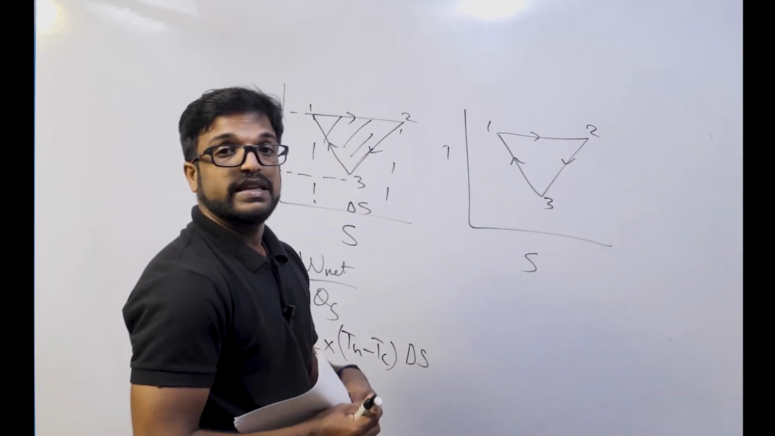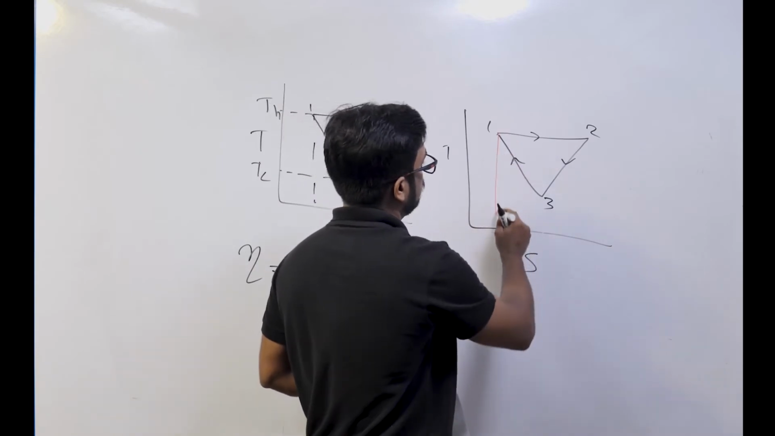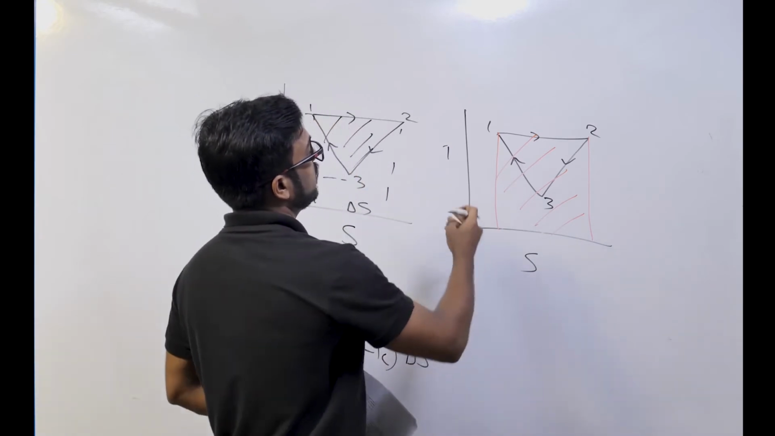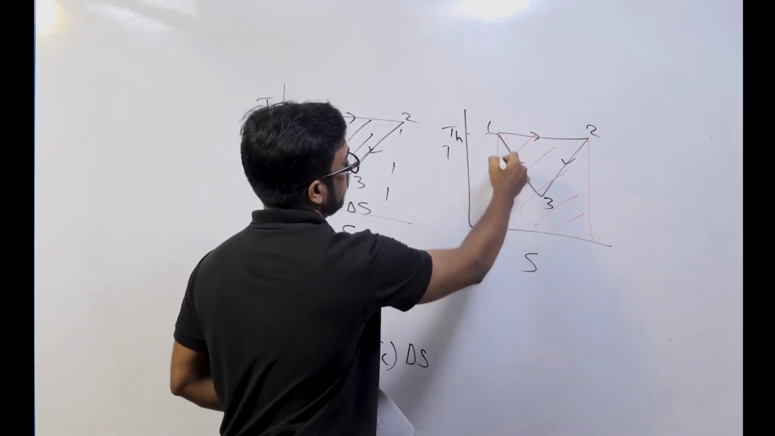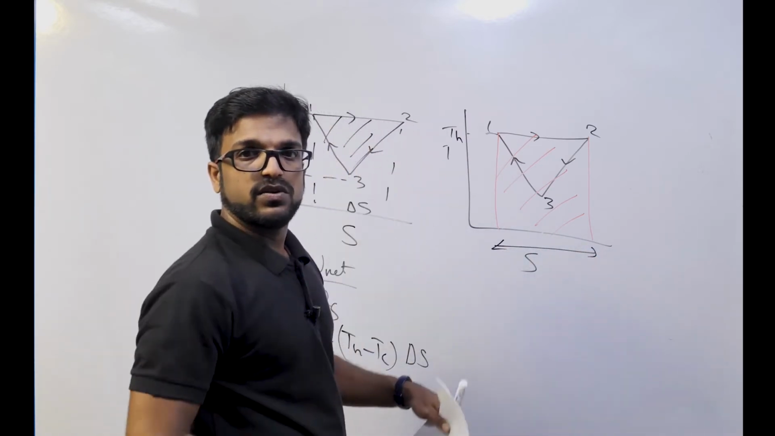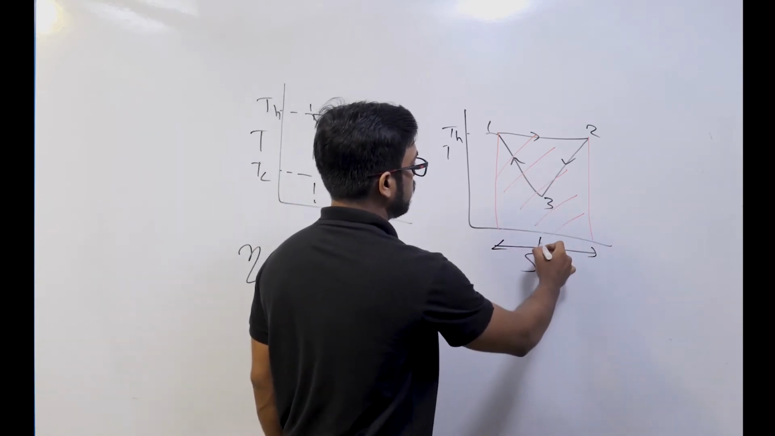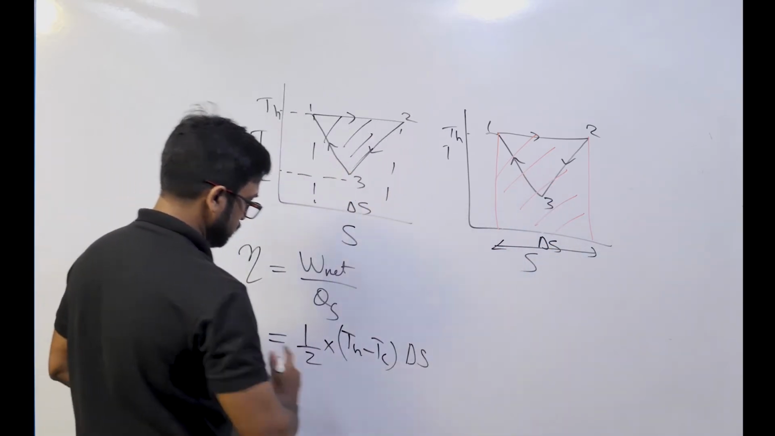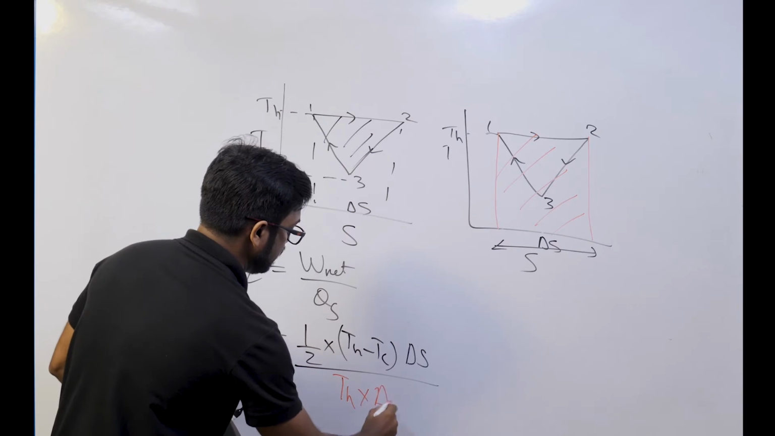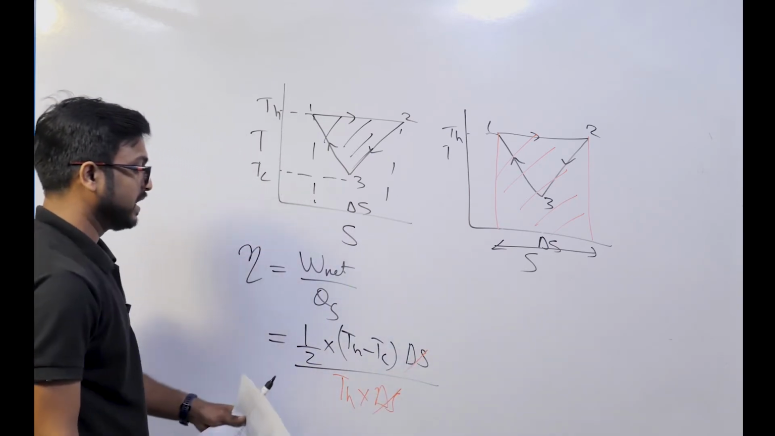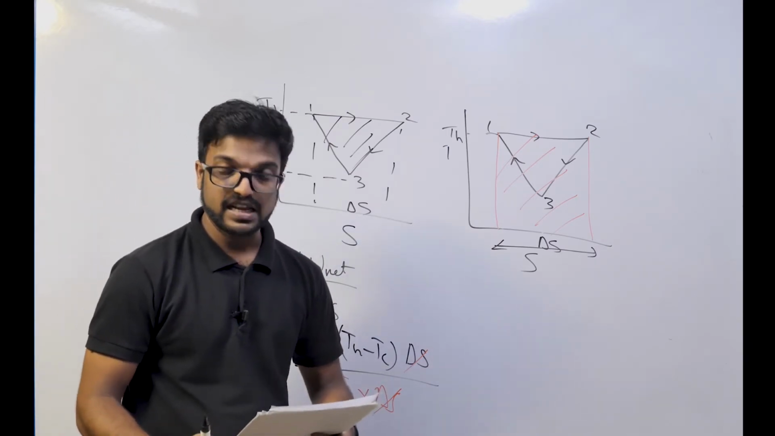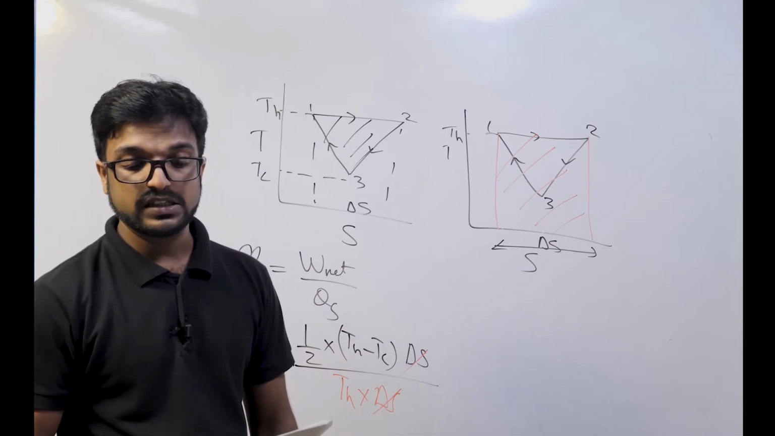So we need to find the heat transfer, or the area under that process, that is 1 to 2. We know how to find that. That is nothing but TH. This is the entire length, and the area of a rectangle is length into breadth. We already took the base as delta S, so I'll substitute the area as TH into delta S. Delta S cancels out. We will be getting half into TH minus TC divided by TH. You will be getting the answer as option B, that is 0.5 into TH minus TC by TH.